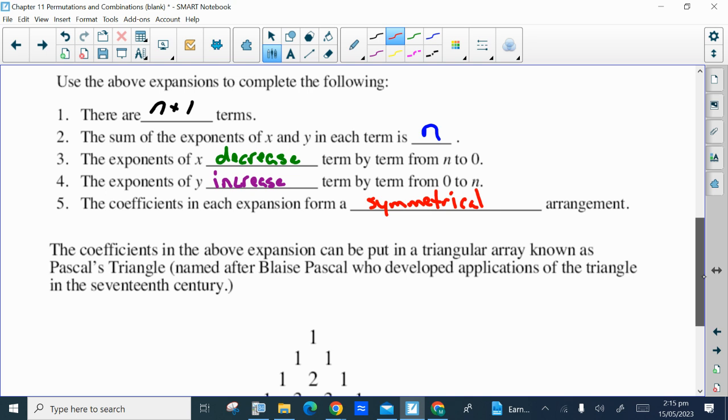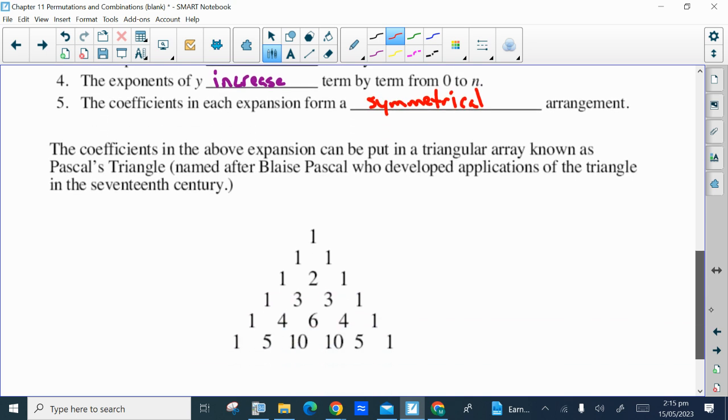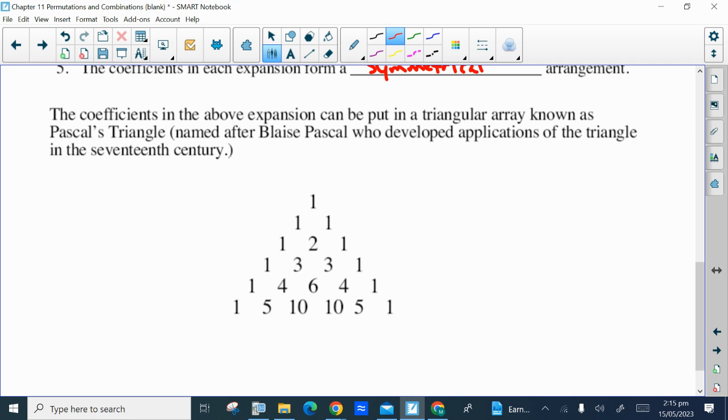And those coefficients in the above expansion can be put in a triangular array, which we did up top already. This is known as Pascal's triangle. It was named after Blaise Pascal, who developed applications of the triangle in the 17th century.